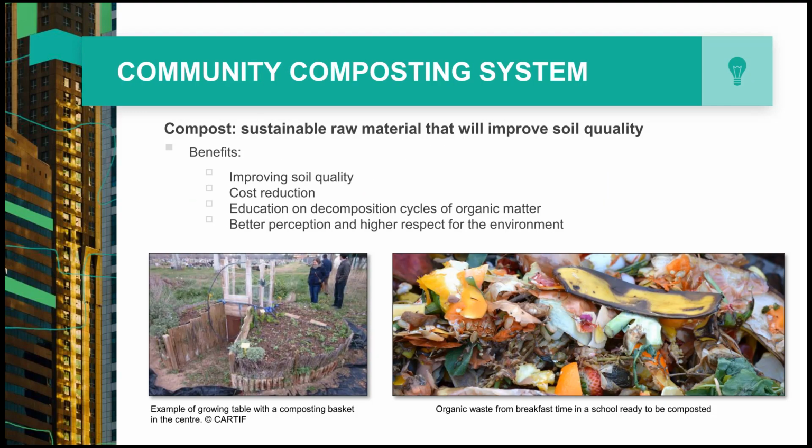Linked to the solutions of urban gardens and the establishment of school farms, a community composting system can be implemented. In this way, organic crop and livestock waste can be used to produce fertilizer or compost, which is a sustainable raw material that will improve soil quality. Once again, on-site teaching of the decomposition cycles of organic matter has educational benefits, as well as improving the perception of and respect for the environment.